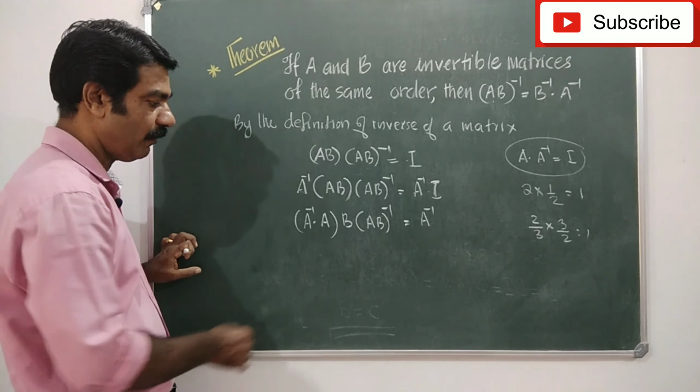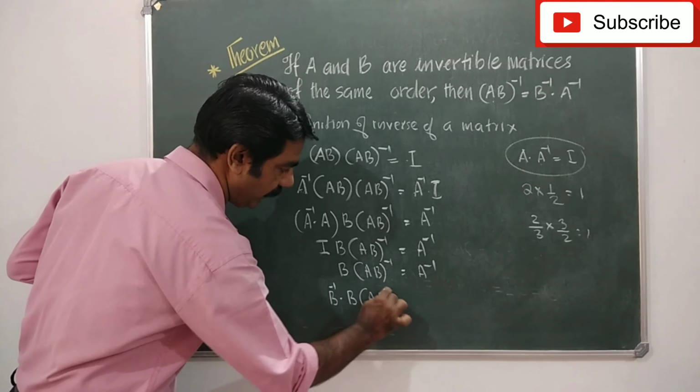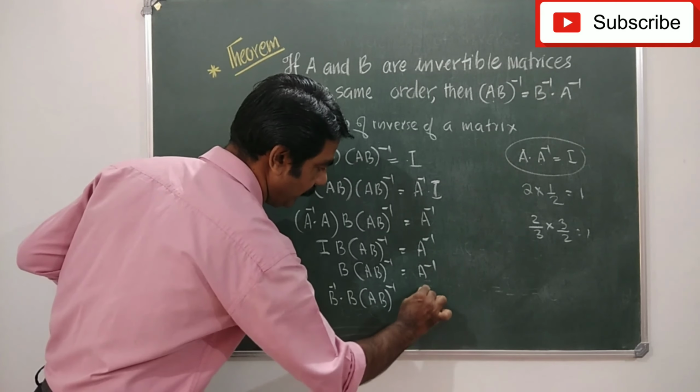A inverse. Now again we multiply now by B inverse. See what we multiply here? We multiply A inverse. Now we are going to multiply B inverse. Pre-multiplying by B inverse. See, B inverse into B into AB inverse is equal to B inverse into A inverse. On both sides we multiply B inverse.